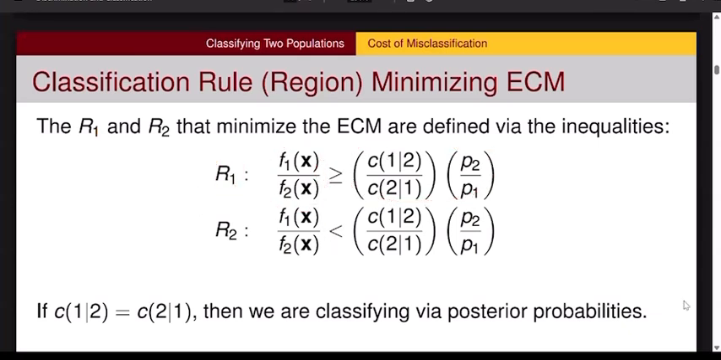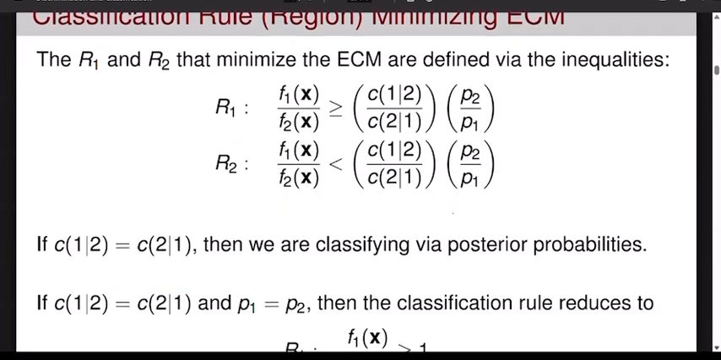Now, if you take a look at what I have right now, do you know at times there's a possibility that the costs of misclassification are the same? When the costs are the same, we are going to do the classification through posterior probability.